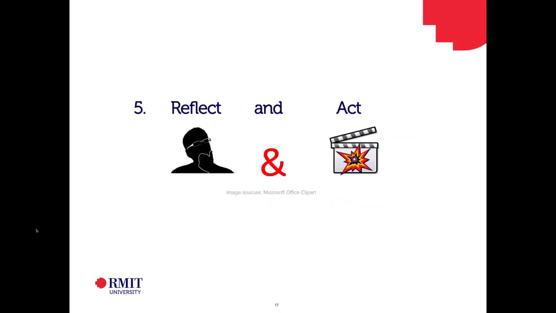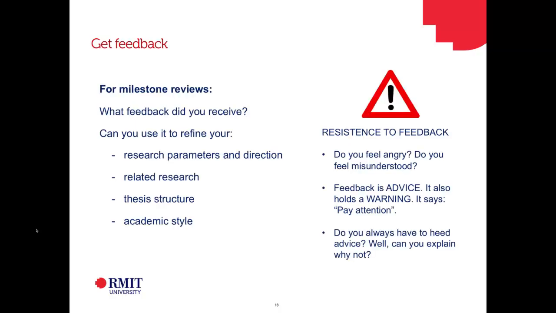Step 5 is reflect and act. Reflect on what happened and make use of it in the future. For example, in a milestone review, can you make use of any feedback you received? Maybe it's about research parameters or related research or academic style.